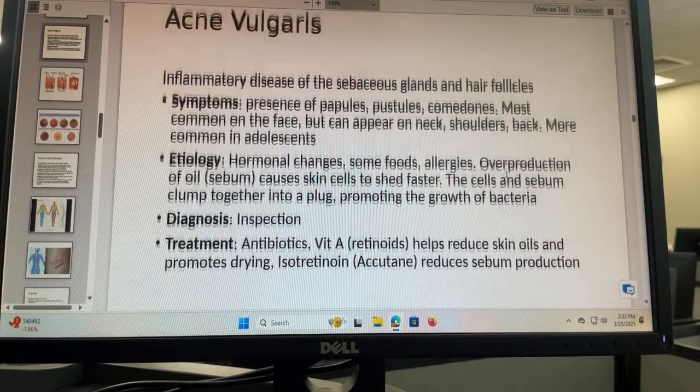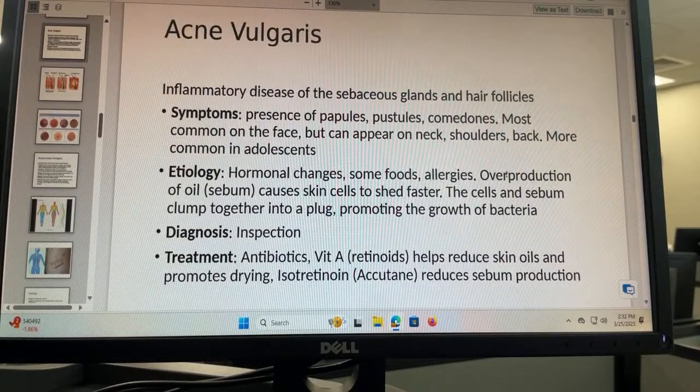However, Accutane is a very potentially dangerous medication. One of the biggest side effects is depression, psychosis, and suicidal ideation. So it's a controversial drug because it works really well, but most of the time the people who have acne are adolescents, and adolescents who have suicidal ideation is usually not a good combination. So it's given very conservatively.